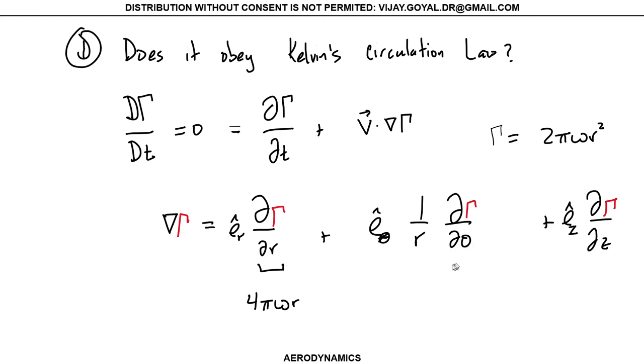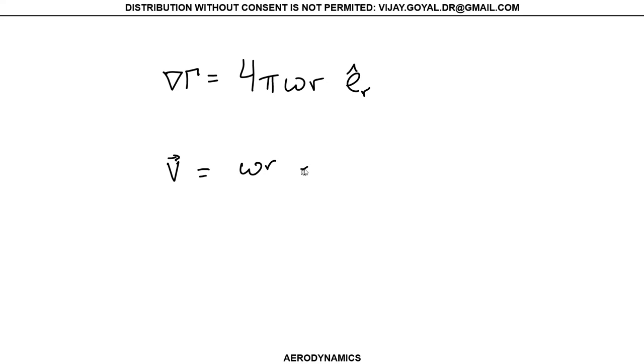This term is not a function of theta, so this is 0. And it's not a function of z, so this is 0. You only end up with this term, okay? And so this gradient is equal to 4 pi omega r e_r. And your velocity vector, if you remember from the beginning of the problem, was omega r e_theta. And obviously, when you take this dot product, this will actually give you equal to 0.